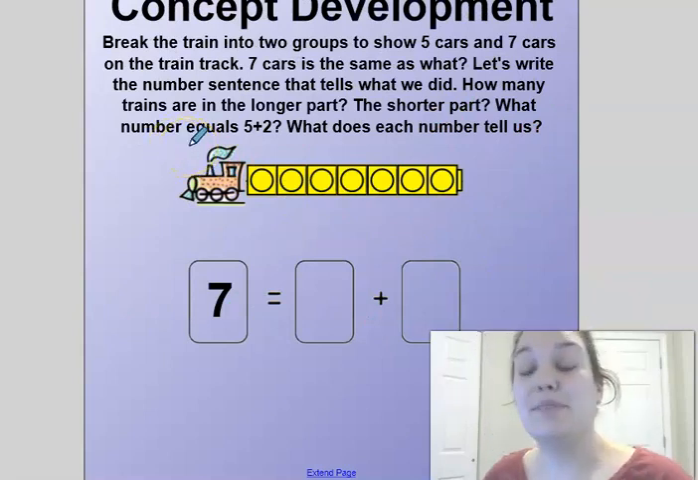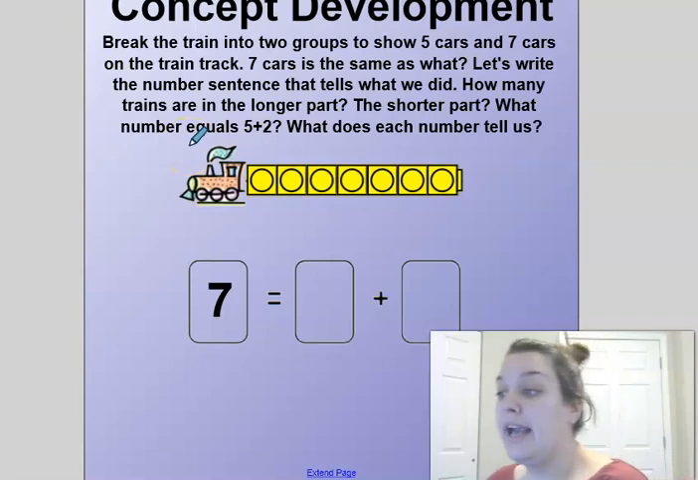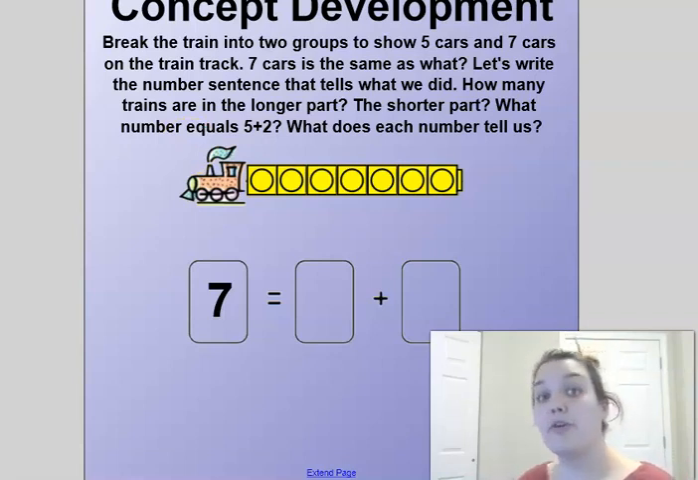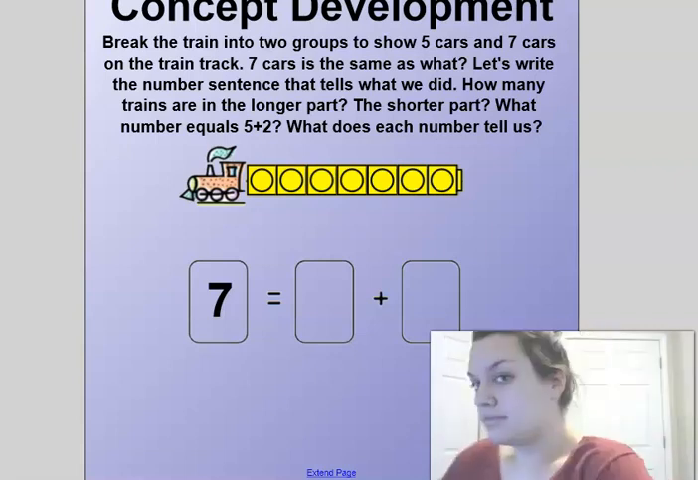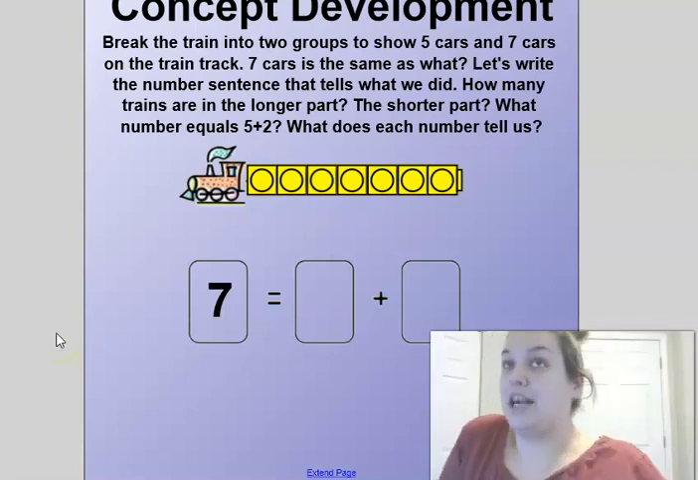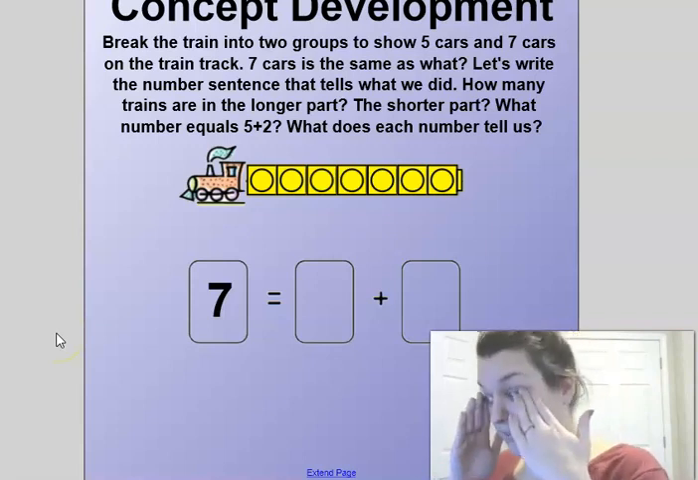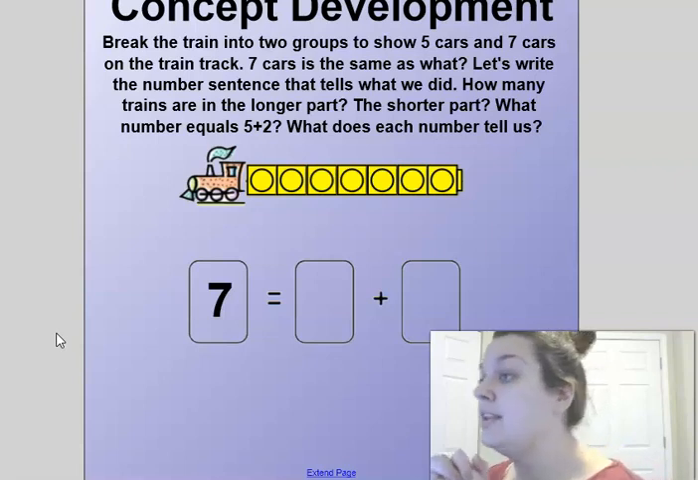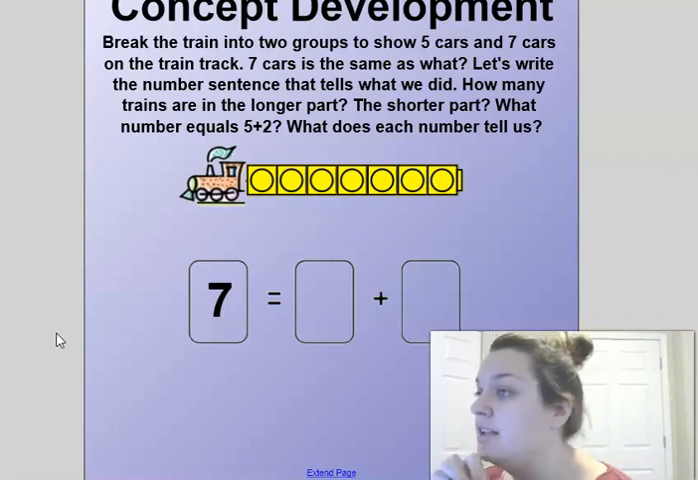Okay, I'm glad you're back. We have some work to do. So this work is not so much the number bonds. We're going to focus today on writing the number sentences. And remember, our number sentence is our whole equals our part plus our part. Okay, so your first job is to close your eyes because I'm going to read the little story to you.